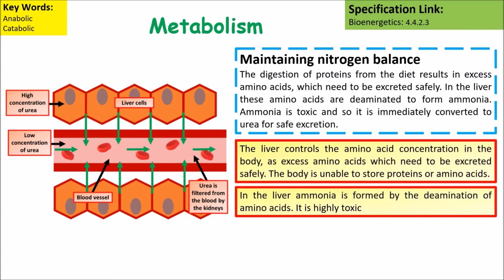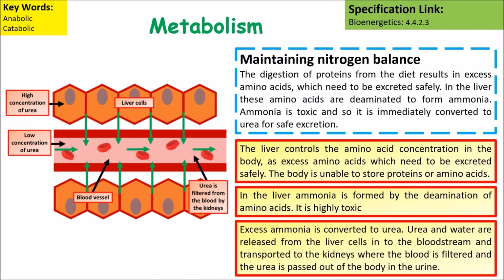In the liver, ammonia is formed by the deamination of amino acids. Excess ammonia is then converted into urea. Urea and water can then be released from the liver cells and excreted by the body in urine.